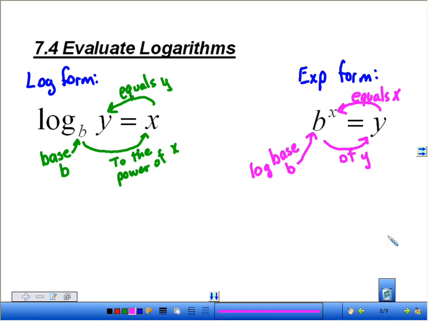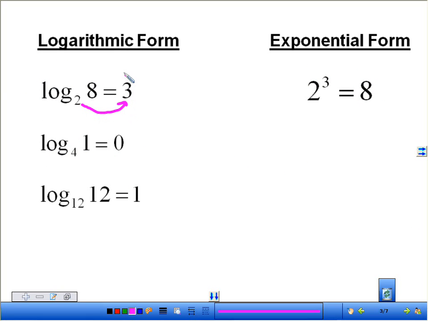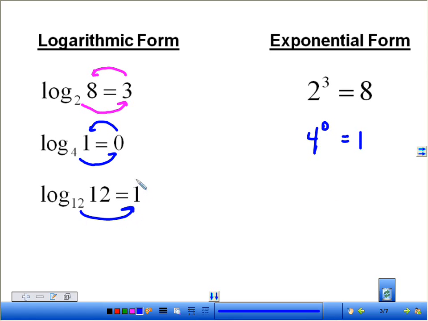Let's see how we can use this to evaluate logarithms. In the first example, I have log base 2 of 8 equals 3. 2 to the power of 3 equals 8. Let's do it for the next one. 4 to the power of 0 equals 1. 12 to the power of 1 is 12.